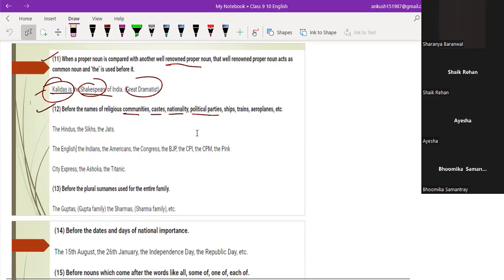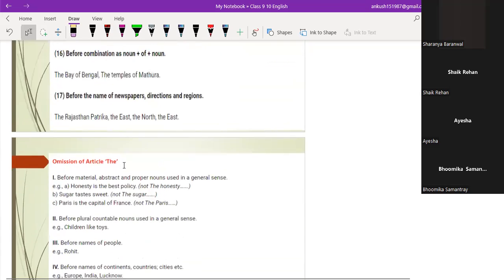So these are the Hindus, a particular one. The Hindus is the religion of a particular community. Then the Sikhs, the Jats. The English, actually, is an adjective used for a person who belongs to Britain. The Indians, the persons who belong to India, the Americans. The Congress is a political party, the BJP, the CPI, the CPM. The pink, it is the particular color that is being used there in a sentence. Understood? Yes, sir.